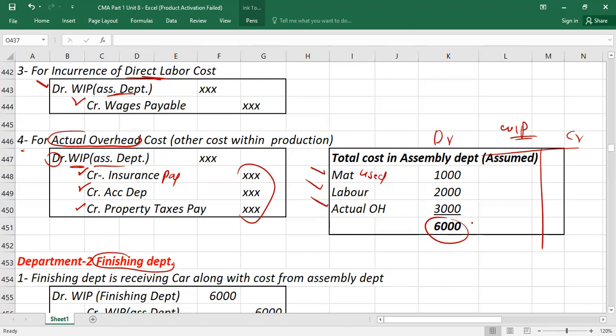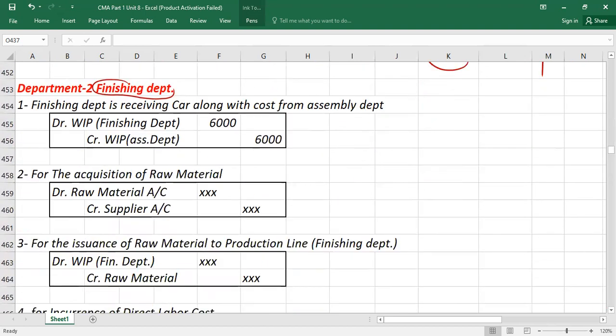We will transfer the product to the finishing department and we will also transfer the cost to the finishing department. What entry will we pass? Now we are in the finishing department. The finishing department is receiving the car, or product, along with the cost from the assembly department. So what entry will we pass?